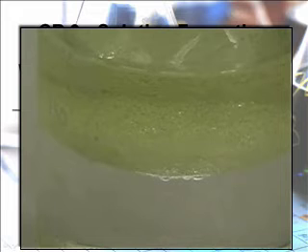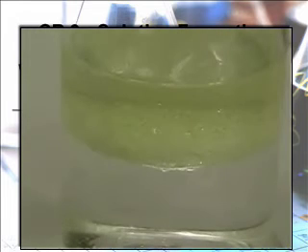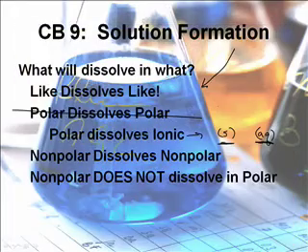So the oil there is nonpolar. And if we zoom in just a skosh more, you can kind of see just a blur, but you can see the separation between the two. So what makes the difference is the polarity of the substance.